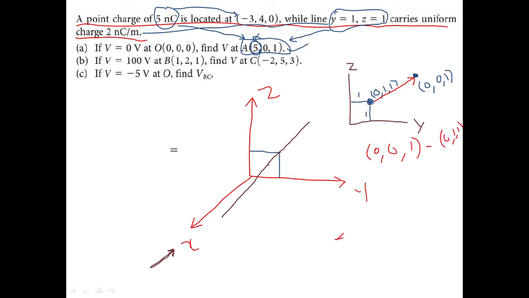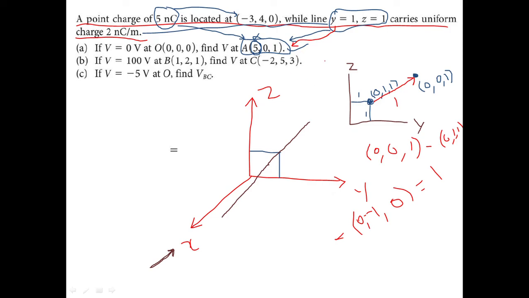So this will be 0 minus 0 is 0, 0 minus 1 is minus 1, and 1 minus 1 will be 0, right? So the distance will be 1. So the distance between these 2 points will be 1, right? So this is for the infinite line charge. Whatever we have calculated now is the distance between this line and this charge.